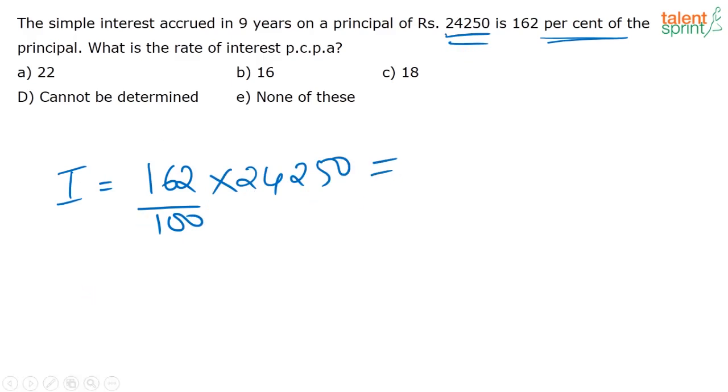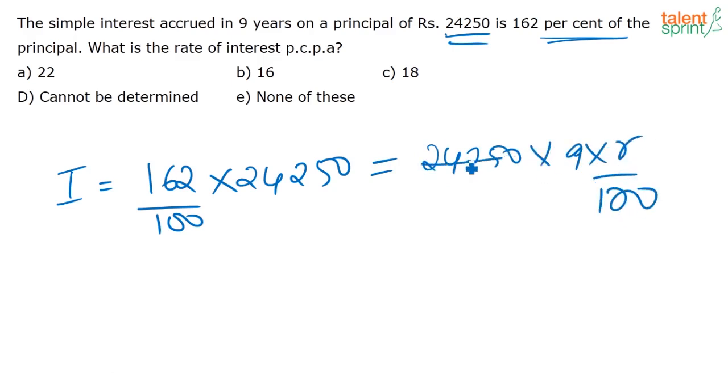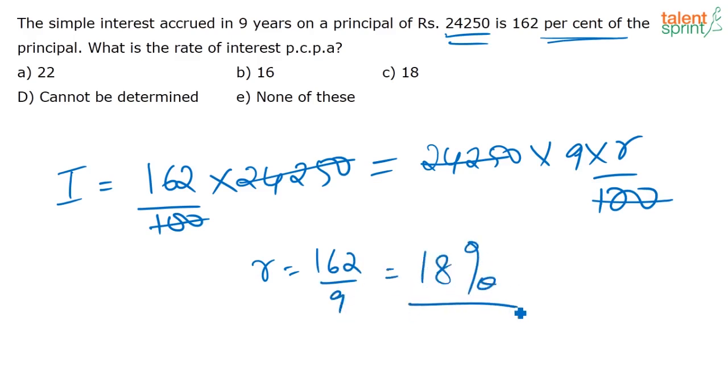Now interest we can also calculate, I is equal to what? PTR by 100, correct? So here again P we know is 24250, 9 into R by 100. We don't know R, we have to find out R. Just simplify this, you get the answer. R is equal to 162 by 9, that is equal to 18%. Okay, very easy question, no? These are all IBPS clerk questions, so that's why their difficulty level is also a little less. Yeah, everybody is getting the answer as option C.